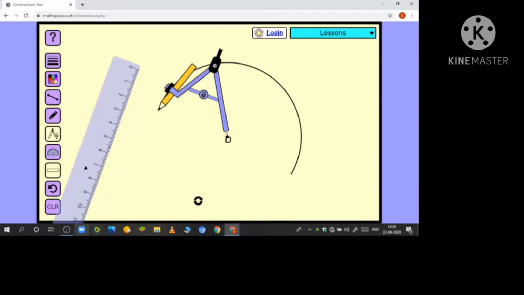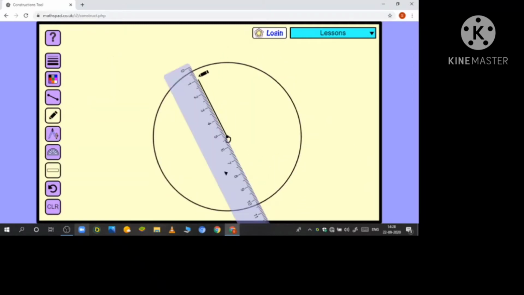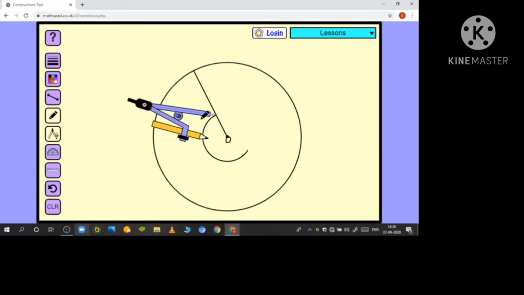First step, draw a circle with center O and radius 5 cm. Step 2, take a point A on the circle, join AO. AO is the radius. Step 3. Draw radius OC such that angle AOC is 120 degrees.